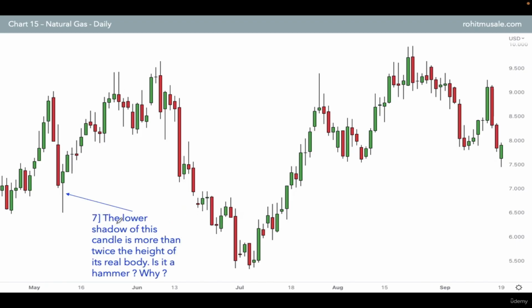And number 7, the lower shadow of this candle is more than twice the height of the real body. Is it a hammer? The answer is no. Because for a hammer, not only do you look at the lower shadow, you also have to keep an eye on the upper shadow. The upper shadow is larger than we need. Preferably, there should be no upper shadow in the case of a hammer.